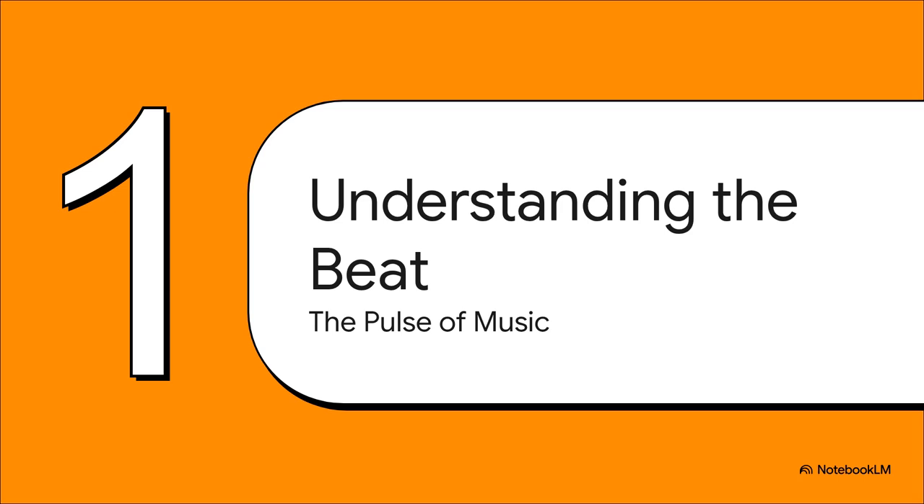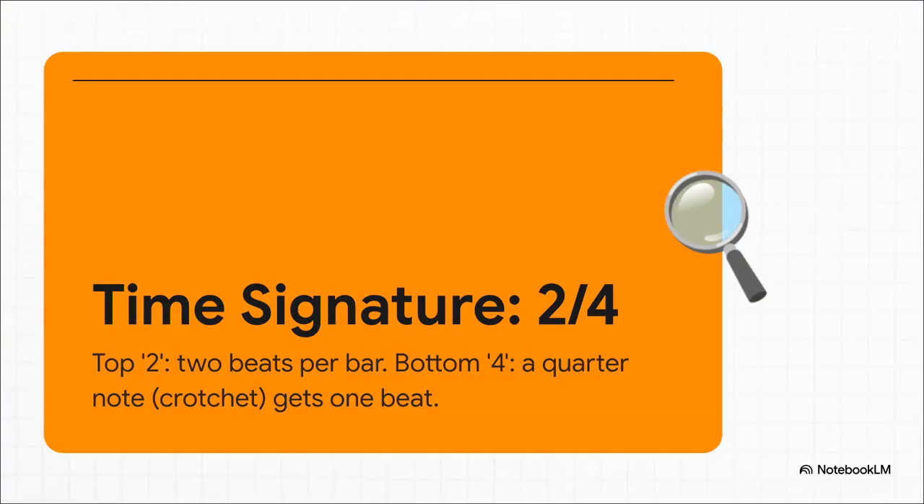Okay, first things first. Before we can even talk about reading the notes on the page, we've got to get a feel for the foundation, the steady underlying pulse that holds all of music together. Let's start with this thing called the time signature. For today, we're looking at 2-4. Think of it as the rule book for the song. That top number, the 2, tells us there are 2 beats in every single measure or bar. And the bottom 4? That tells us what kind of note gets 1 beat. In this case, it's a quarter note. So it's 2 quarter note beats per bar.